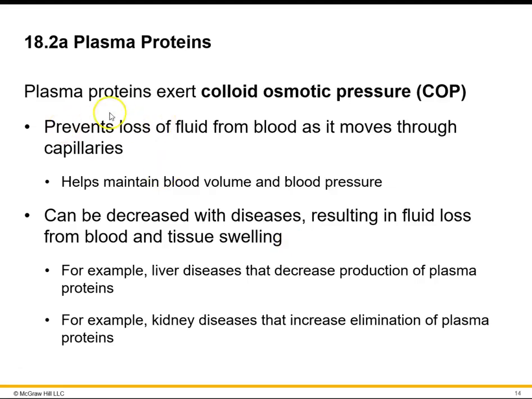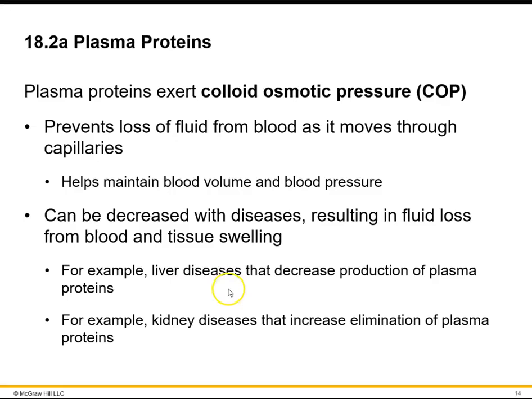Okay, and those plasma proteins exert colloid osmotic pressure. Okay, and all that means is that there's a higher concentration of those proteins inside of the blood than outside of the blood. So through osmosis, blood is going to draw fluid from the interstitial spaces into the capillaries, okay, and that's going to help mitigate fluid loss as gases are exchanged in the tissues. And we'll talk about that more in detail a little bit later.